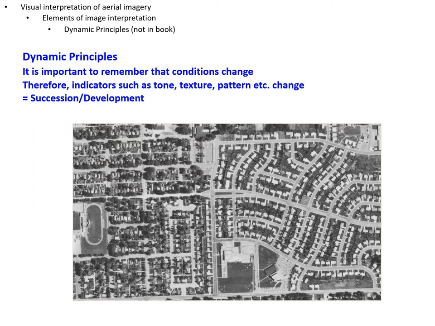And then there are dynamic principles to keep in mind. So conditions change, therefore indications in tone, texture, pattern, etc., can give you information about succession and development. So young trees near old trees, if the young trees have an irregular margin with maybe some older trees in the center of those young tree patches, then maybe you're looking at the aftermath of a forest fire. And here's that example I showed you. You have differences in how the houses are laid out, but that relates to a temporal context of succession or development in how things were done.